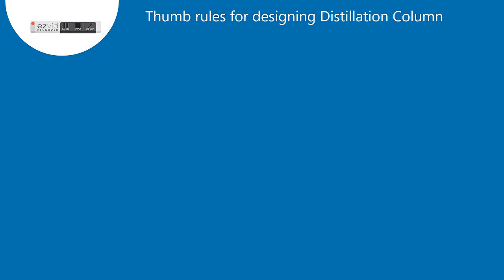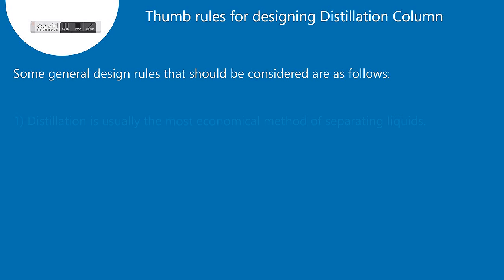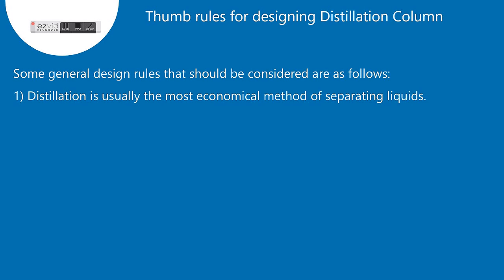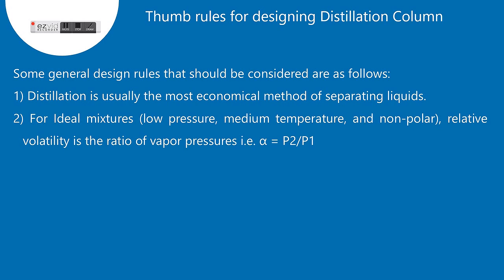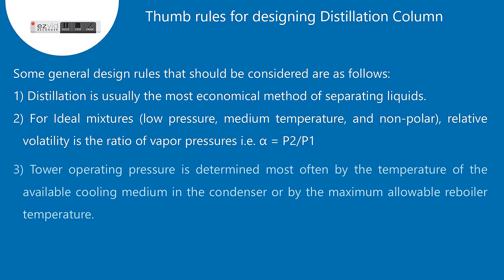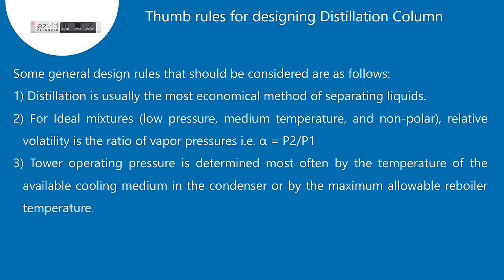Some general design rules that should be considered are as follows. 1. Distillation is usually the most economical method of separating liquids. 2. For ideal mixtures, low pressure, medium temperature, and non-polar, relative volatility is the ratio of vapor pressures, that is alpha equals P2/P1. 3. Tower operating pressure is determined most often by the temperature of the available cooling medium in the condenser or by the maximum allowable reboiler temperature.